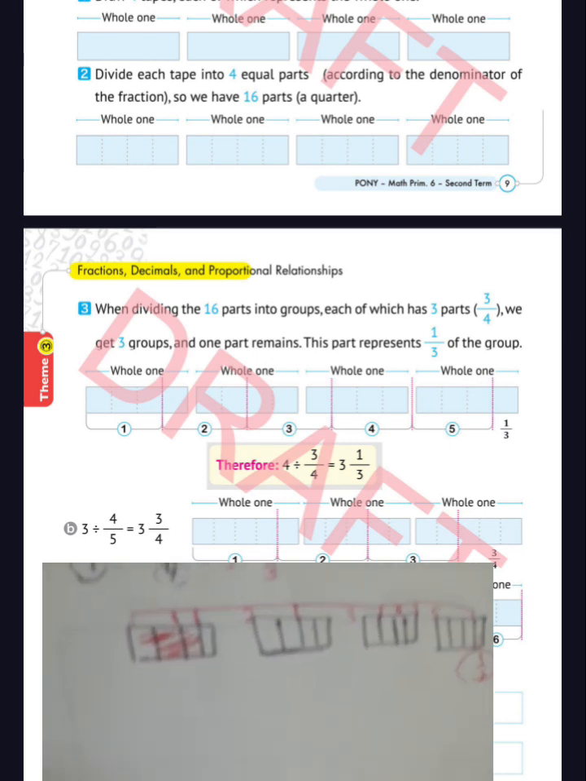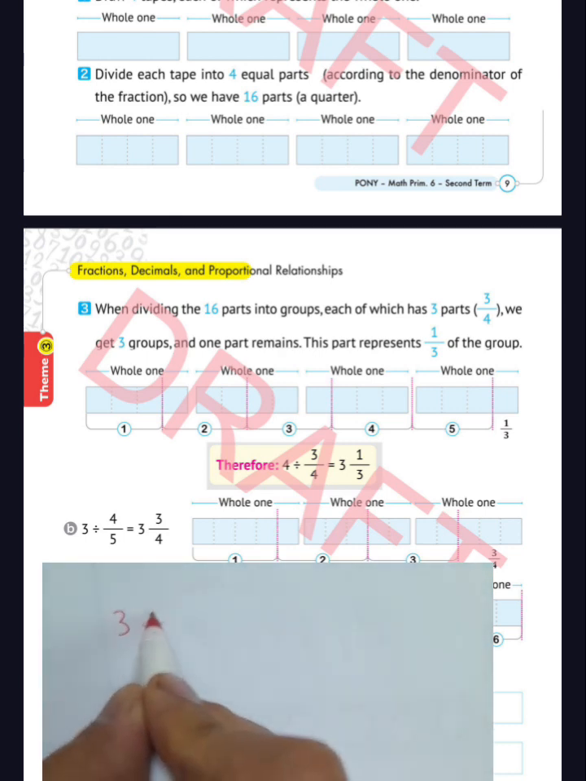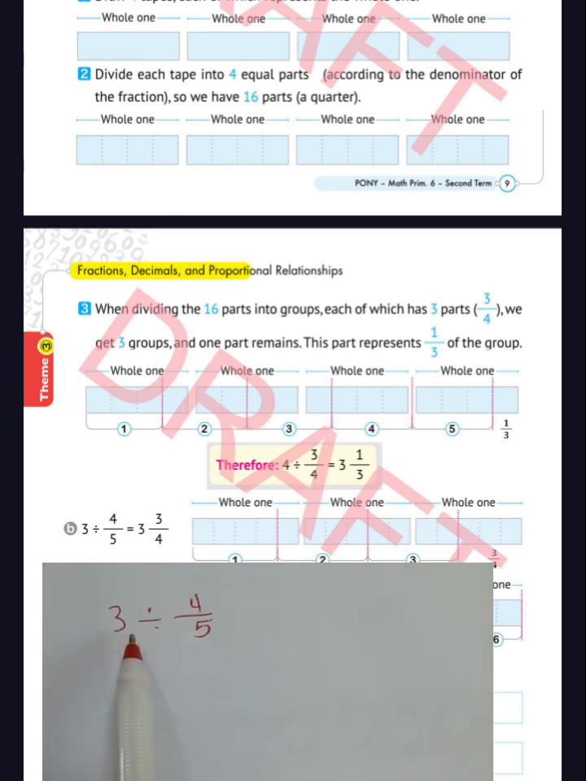Next example. We have 3 divided by 4/5. We will draw 3 models and I will divide each one of them into 5 parts. How many groups will you draw? 3 tapes. Okay. You must draw here 3 tape diagrams.